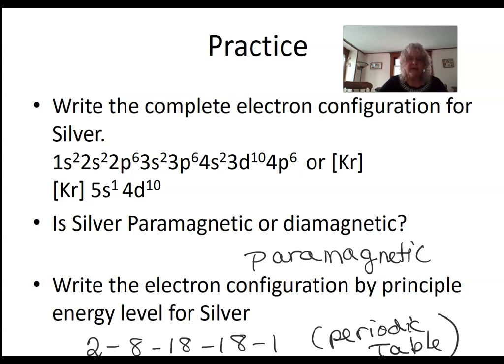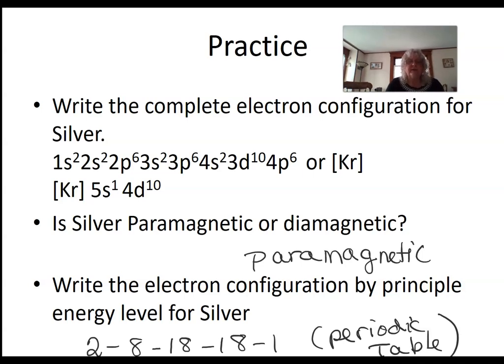The temptation is to write it as 5s2, 4d9. But this is one of those places where by moving one electron from an s to a d orbital, I can half fill or completely fill all the orbitals. So silver would be paramagnetic because in the s orbital, it has an unpaired electron.